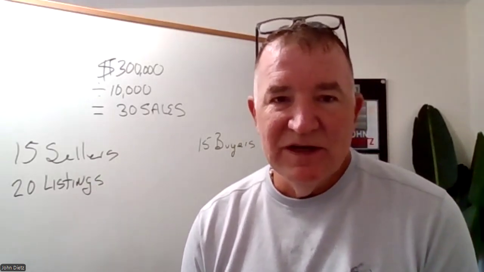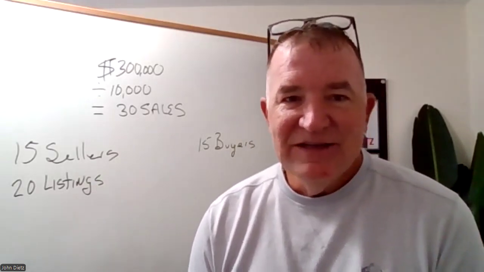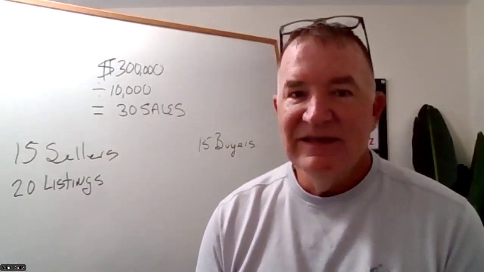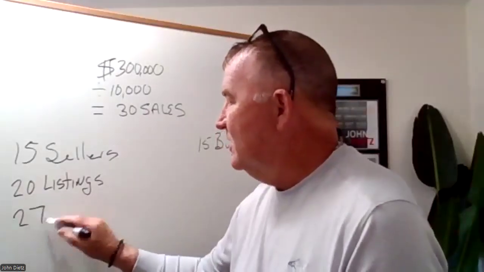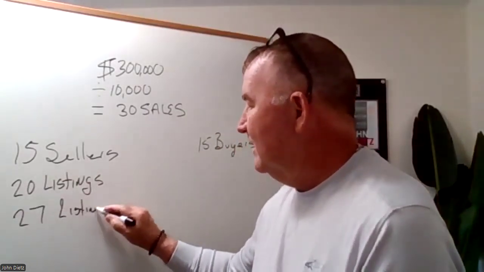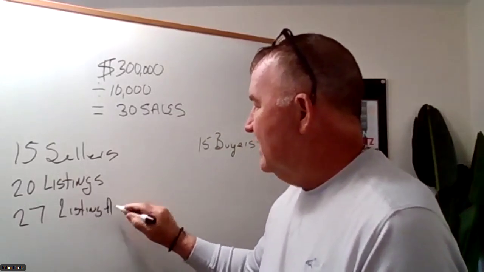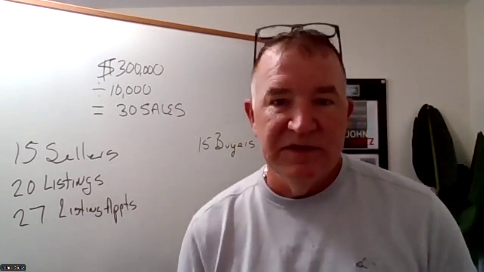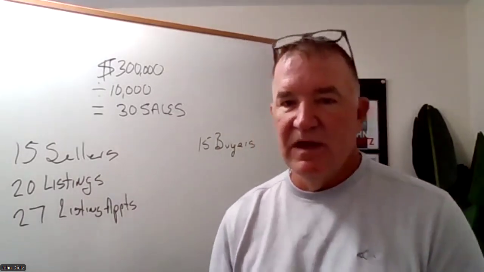So Onyema, if you would, again, if you haven't already done it, take 20 divided by 0.75 and let me know what the answer to that is. 26.6. Okay, so we're going to round that up to 27. So I need to go on 27 listing appointments, which is an average of about 2 per month. It's a little bit more than 2 per month.